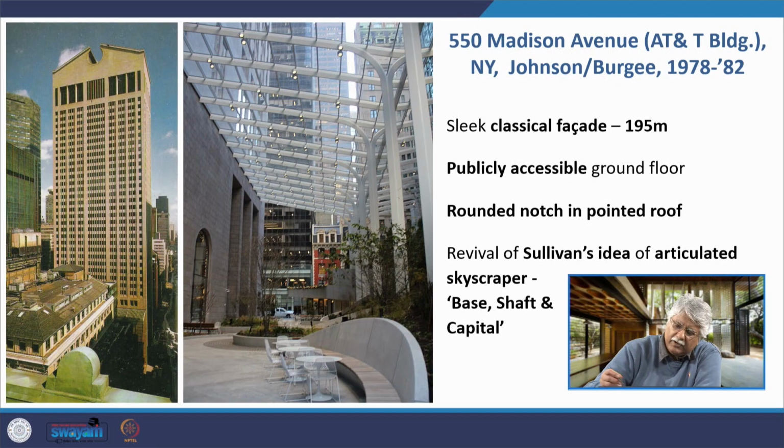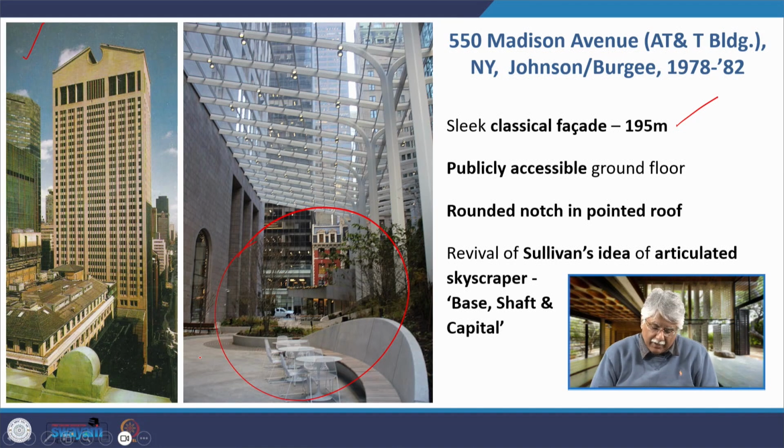For example, if you take the AT&T building by Philip Johnson, now called 550 Madison Avenue, it has got this sleek classical facade. It's 195 meters tall, and it has got a publicly accessible space at the ground level that can be used by the public. It's a POPS, a privately owned public space for the public. Now coming to the skyscraper itself, this is different from the glass and steel skyscraper because this is built on the style called postmodernism. We will talk about this when I talk to you about styles and movements.